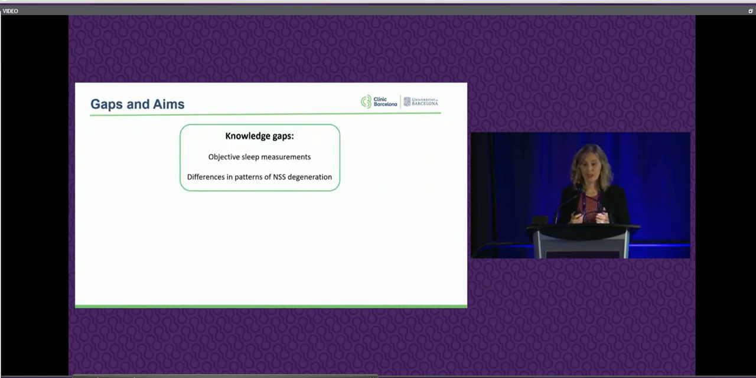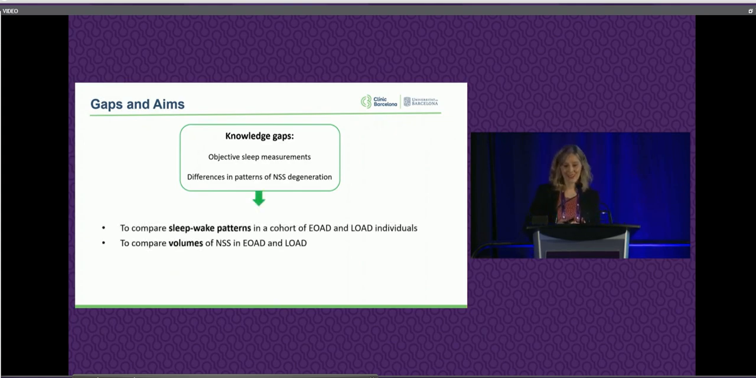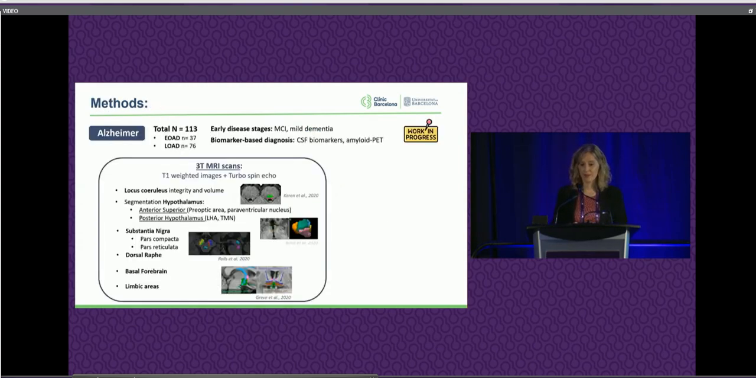That was good news because it helped us understand a little bit, but still there are a lot of knowledge gaps. For instance, there is a lack of cohorts studying sleep in early and late onset Alzheimer's disease using objective sleep measurements. And we don't know much about other nuclei besides the locus ceruleus. So we try to partially address that by comparing sleep wave patterns in a cohort of early and late onset Alzheimer's, and also comparing the volumes of the neuromodulatory subcortical system nuclei.